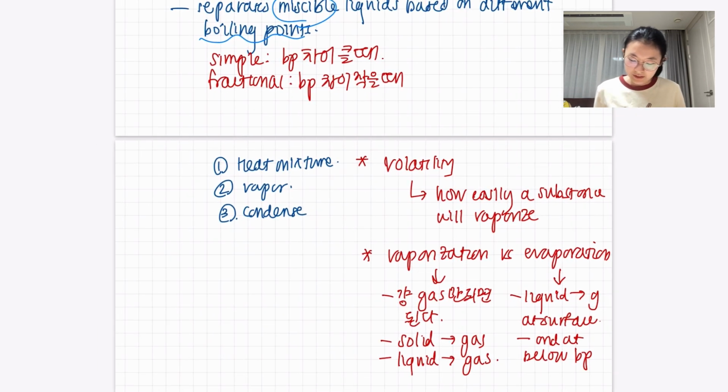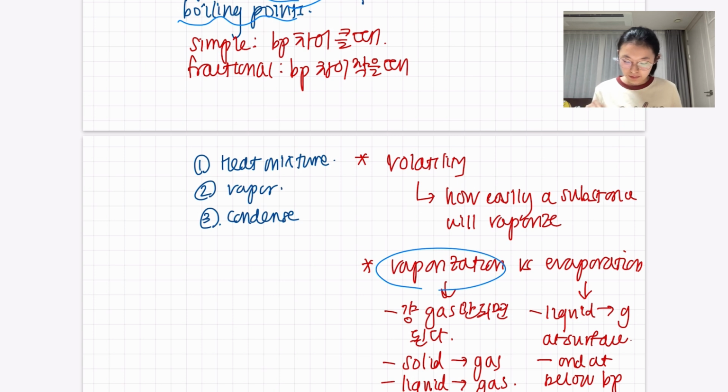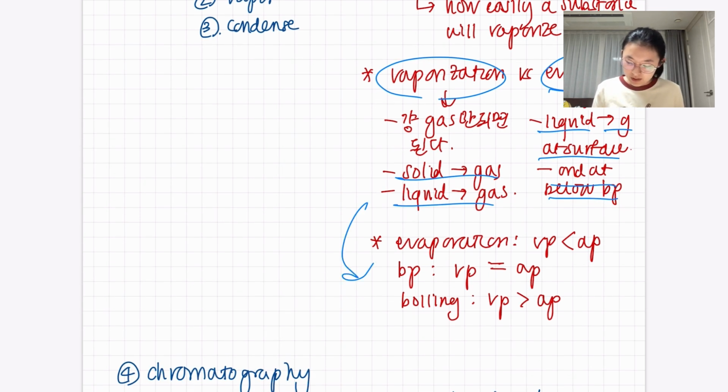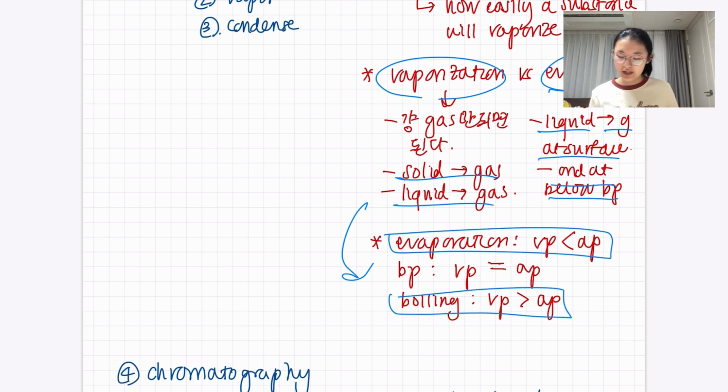This is just a couple of side notes that I took. I wanted to know the difference between vaporization and evaporation, and apparently vaporization is just the act of becoming gas. Solid to gas is also vaporization, although we usually term it sublimation. Liquid to gas is also a case of vaporization, but evaporation specifically refers to liquid becoming gas at the surface of the liquid, and it also occurs below boiling point. A couple of other things that we really need to know is that the difference between evaporation and boiling is that the vapor pressure is smaller than the atmospheric pressure in evaporation, and boiling point refers to this essentially.